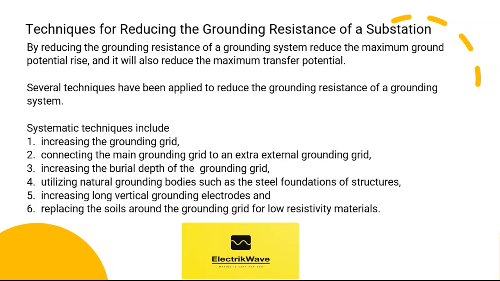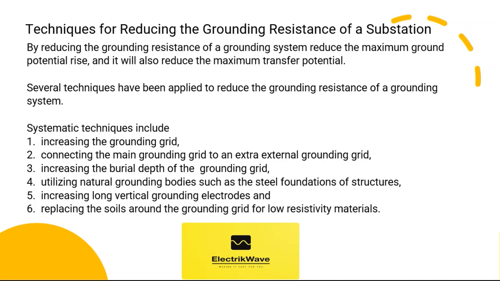Systematic techniques include: 1. Increasing the grounding grid. 2. Connecting the main grounding grid to an extra external grounding grid. 3. Increasing the burial depth of the grounding grid. 4. Utilizing natural grounding bodies such as the steel foundations of structures. 5. Increasing long vertical grounding electrodes, and 6. Replacing the soils around the grounding grid with low resistivity materials.